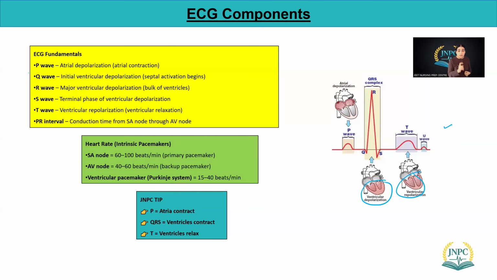Okay, but these numbers are very important to know. P wave, when that P wave is forming, what is happening? Atrial depolarization. Q, ventricular depolarization. R wave, it's just major ventricular depolarization, the bulk of the ventricles are involved. S wave, that is your terminal phase of ventricular depolarization. T wave is when ventricles are repolarizing. PR interval. So we did ST segment. So PR interval is conduction time from SA node to AV node.